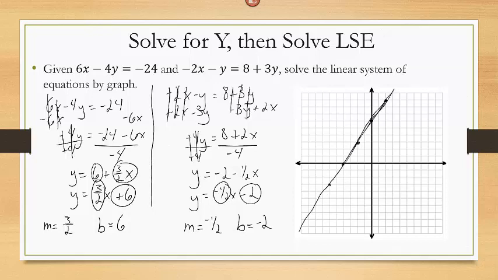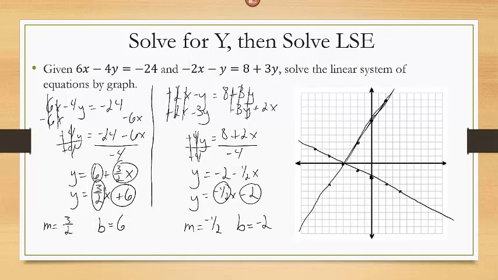Now let's go ahead and focus on our second equation. We have a y-intercept of negative 2, and our slope is negative 1 over 2. So we're going to go down 1 and right 2. Down 1, right 2. Down 1, right 2. And let's connect our dots.